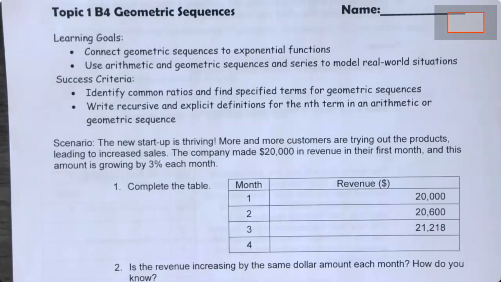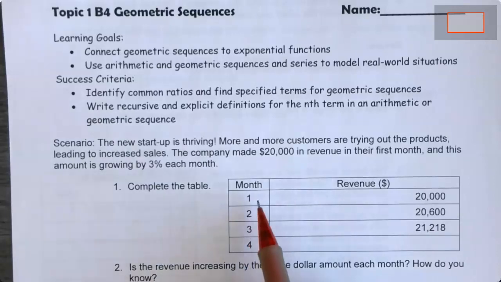We're going to start off with a scenario where we have a business that is thriving, where more and more customers are trying out products, and as a result they're increasing the sales. The company made $20,000 in revenue their first month, and then the next month it grows by 3%, and it continues that 3% growth every month.